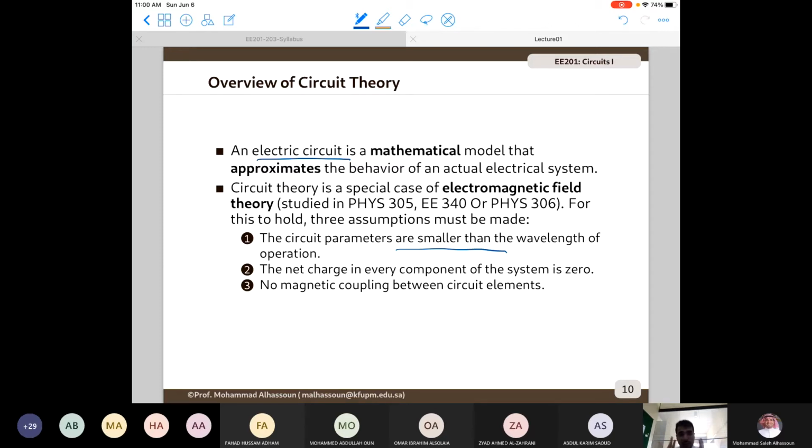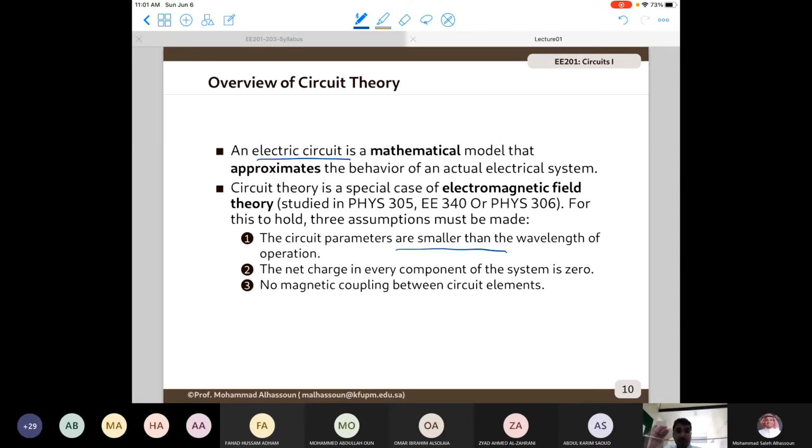In electrical engineering, or in electromagnetic field theory, we always measure things not by height, not by length, but by wavelength. If something is very large at very low frequencies, at very high frequencies it doesn't mean that it's very large. So we want to make sure that the parameters of the system we're studying are much smaller than the wavelength of operation.